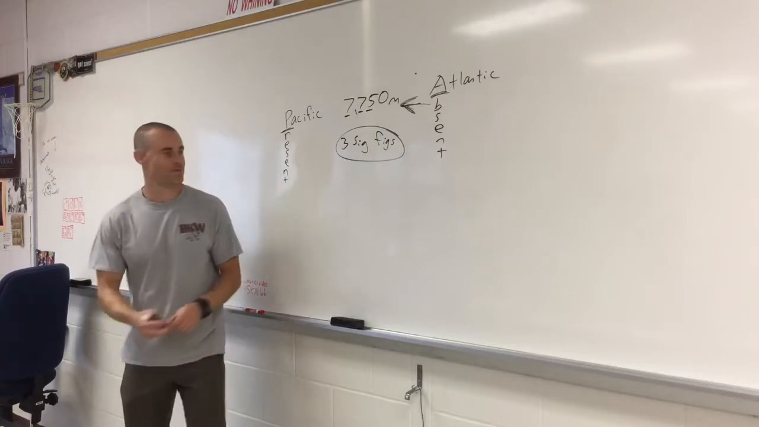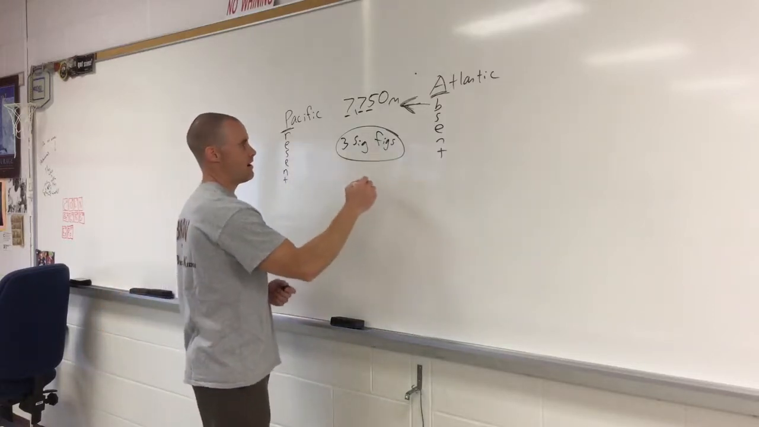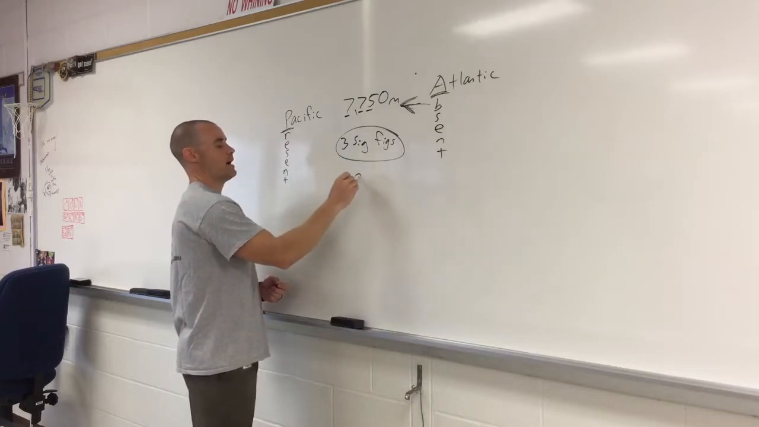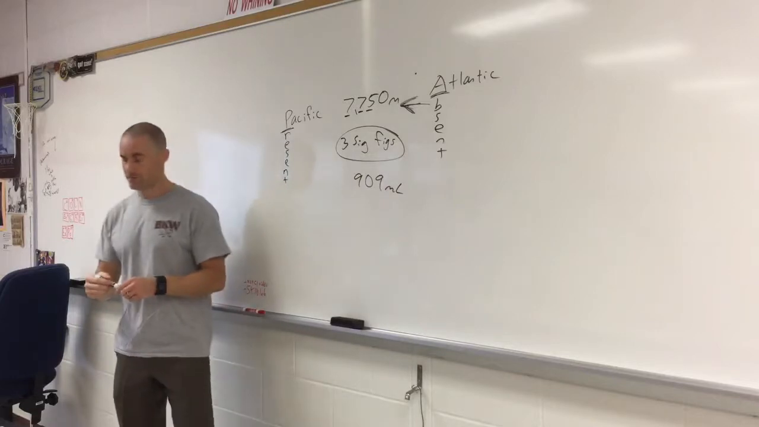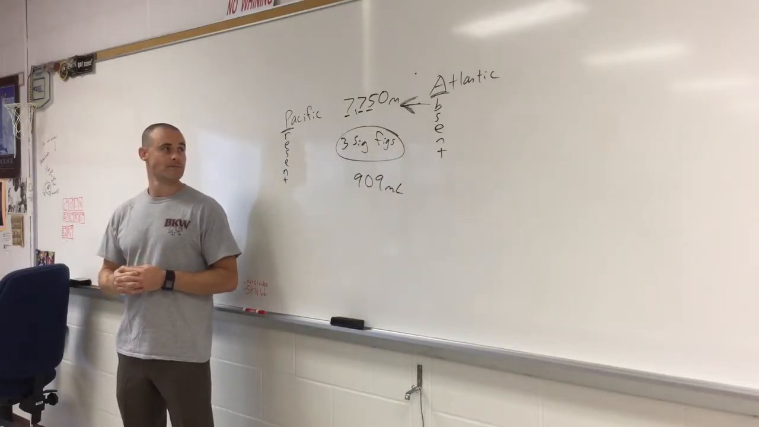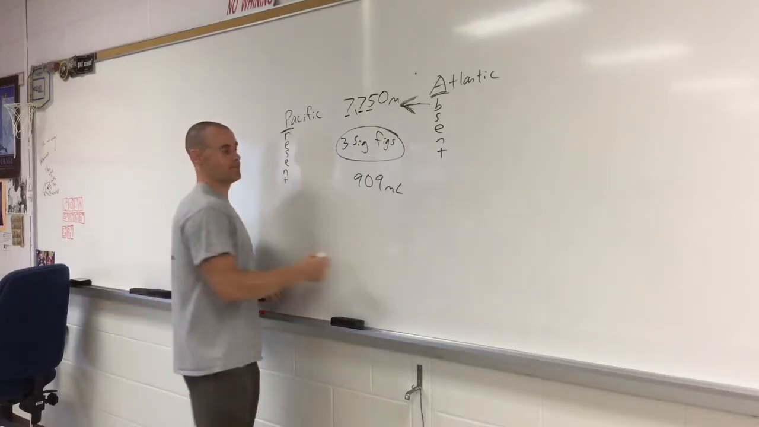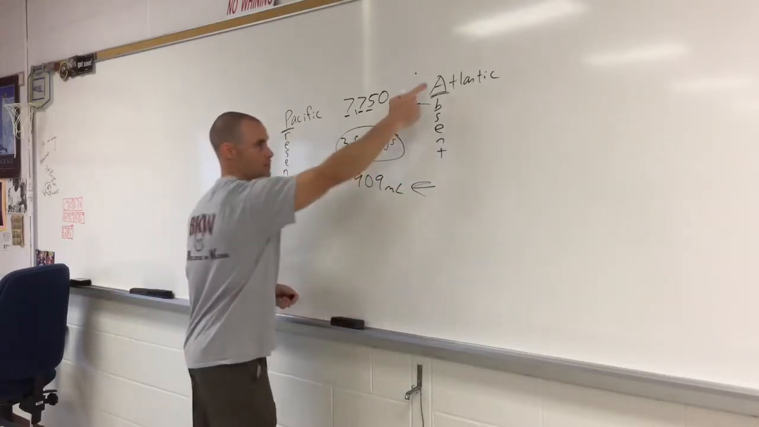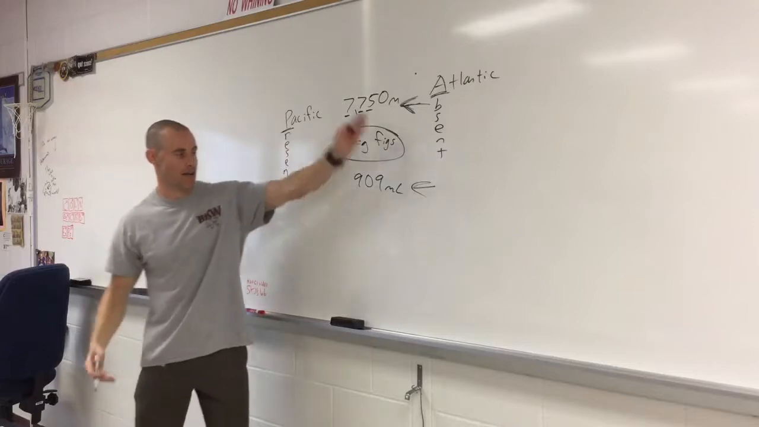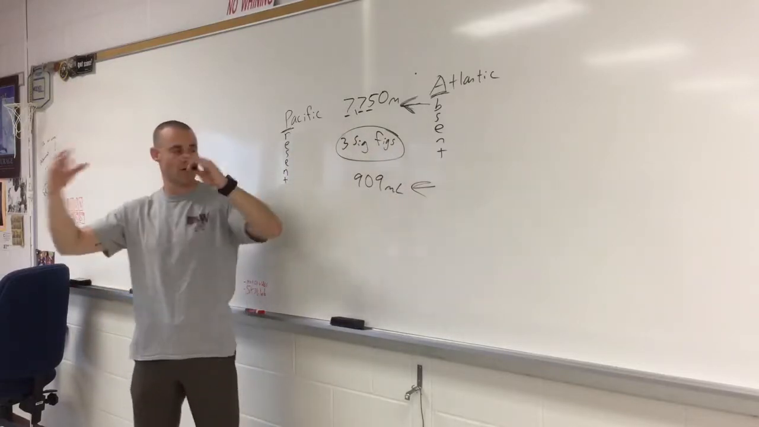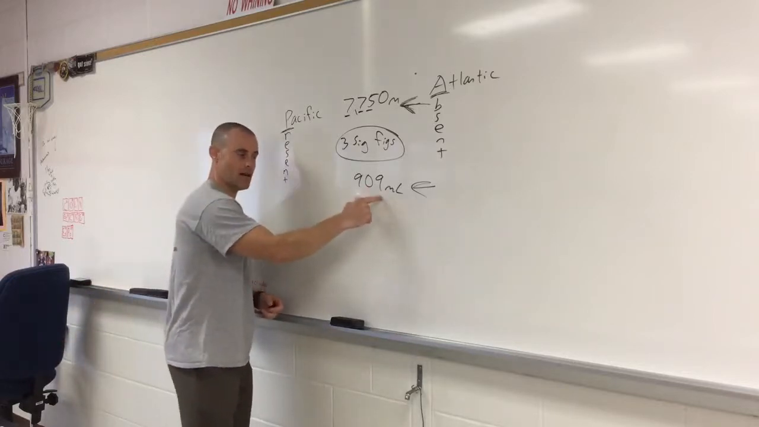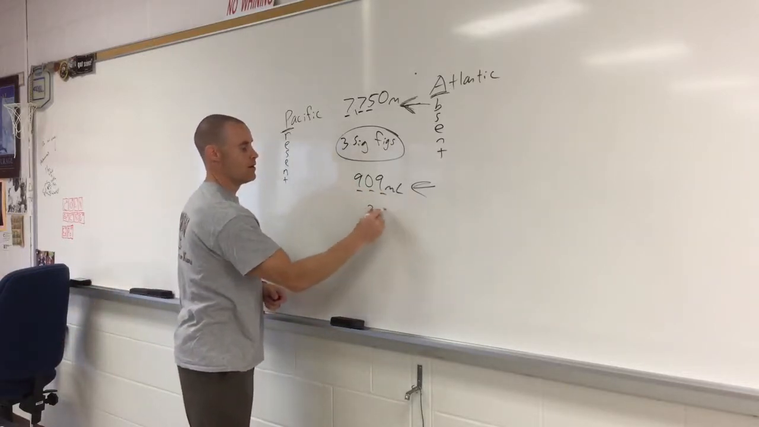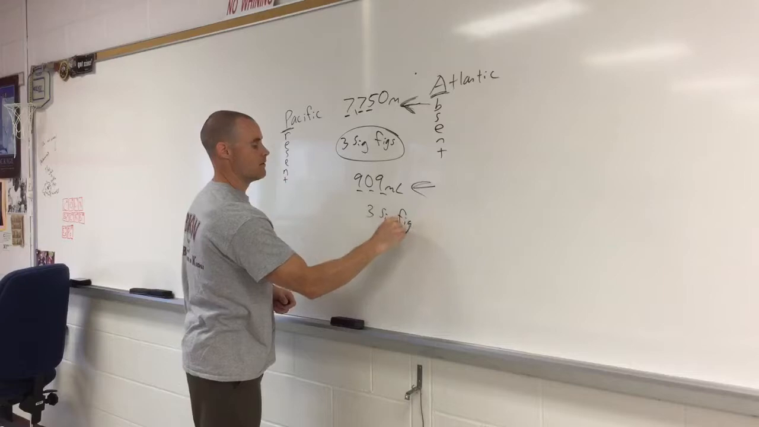Let's try another one. What if we have 909 milliliters? Decimal point is absent. Start on the right, because that's where the A is, the Atlantic side. Is the 9 a non-zero? Yes, so you start with that 9. 1, 2, 3. 3 sig figs.